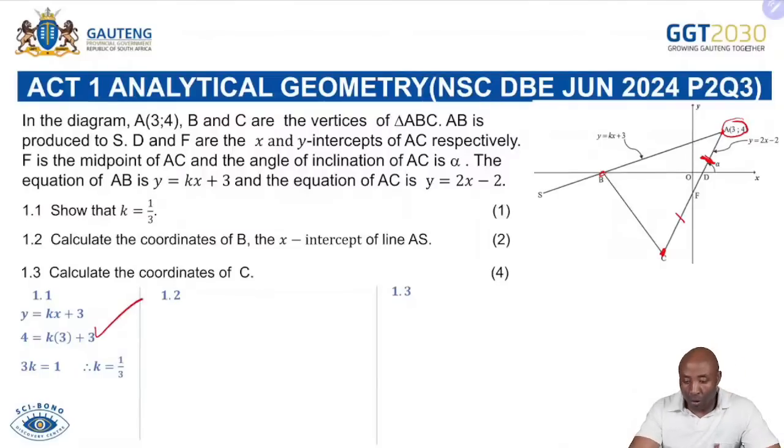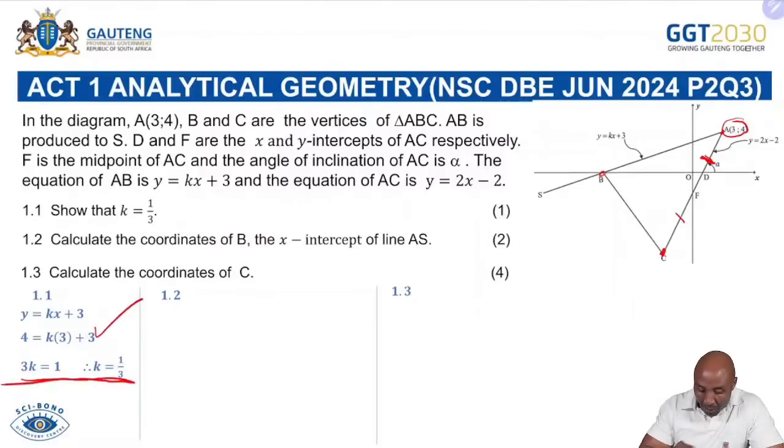Others, you could choose to use the gradient. Now, how do you use the gradient? You have to show that the gradient of that line AB is going to be 1 over 3. And you are able to deduce that our A is that one, and you have to show that that one is there. So the easiest one is this one for me. You get your 1 mark.